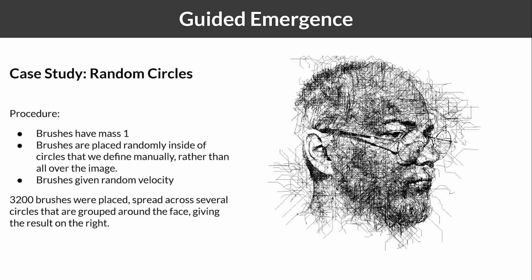Overall, this has definitely been my favorite strategy that I have found thus far for guiding the emergence of these particles. I'm sure we could get into some really complicated or very interesting ideas. You could potentially even use a neural network to do some kind of semantic segmentation of an image, which could help you guide where you want to place these brush particles a little bit better. But I did not bother doing that. I stopped after random circles.